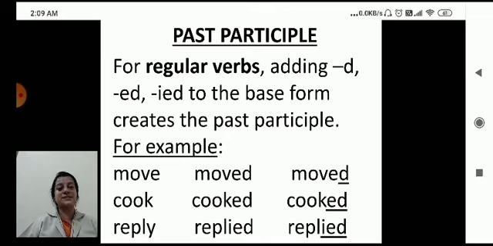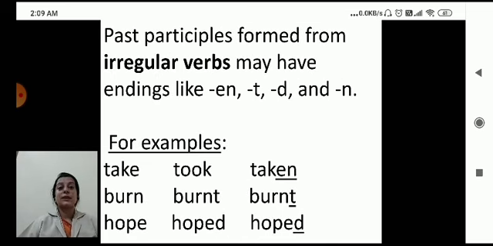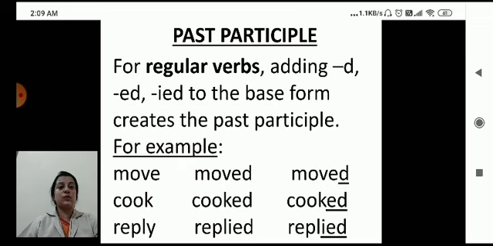So what are past participles here? The third form of the verbs, right? Like moved, cooked and replied. These are past participles. That was about the regular verbs, right?